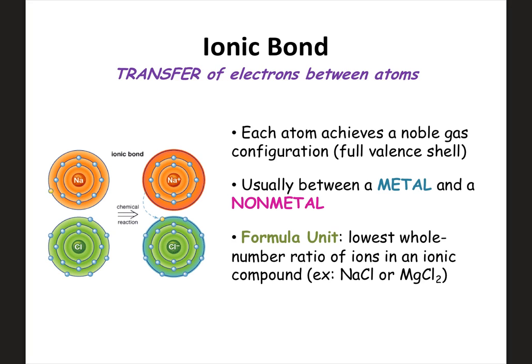A formula unit is just when you write the overall formula for an ionic compound. It's basically the lowest whole number ratio for the metal and the nonmetal that make each of them happy.